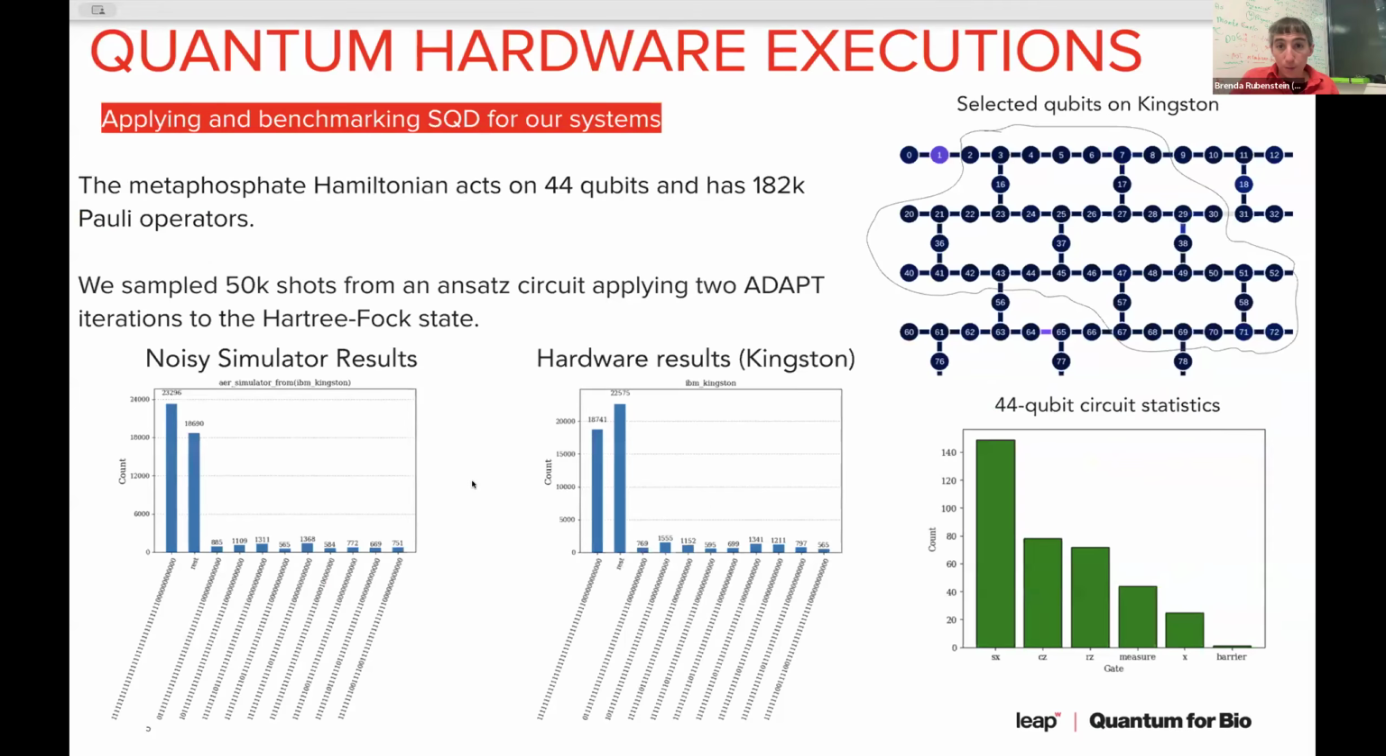Let me also show you an example. I talked about this metaphosphate hydrolysis. We will also run that. I'll show you results with relatively shallow circuits. So this Hamiltonian, when we reduce it, ends up being about 44 qubits.